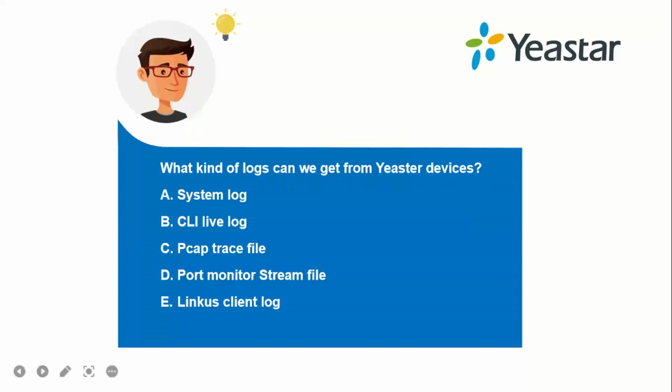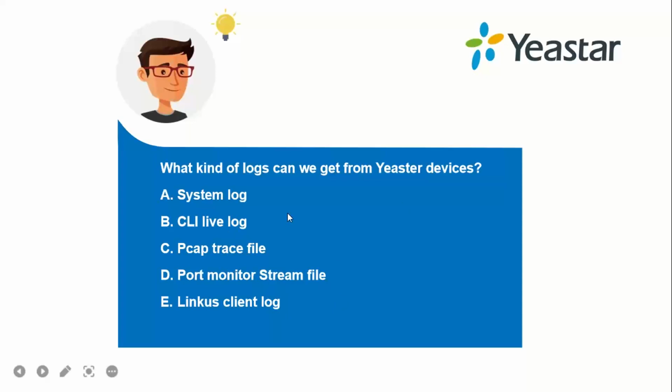Question number 3 is what kind of logs can we get from Yeastar devices? The answer is 5. We can get the system log, the CLI live log, the PCAP trace file, the pcap monitor stream file, and lastly the Linkus client log for both desktop and mobile versions. Today we just want to talk about the PCAP file, right? You can see the PCAP file here.